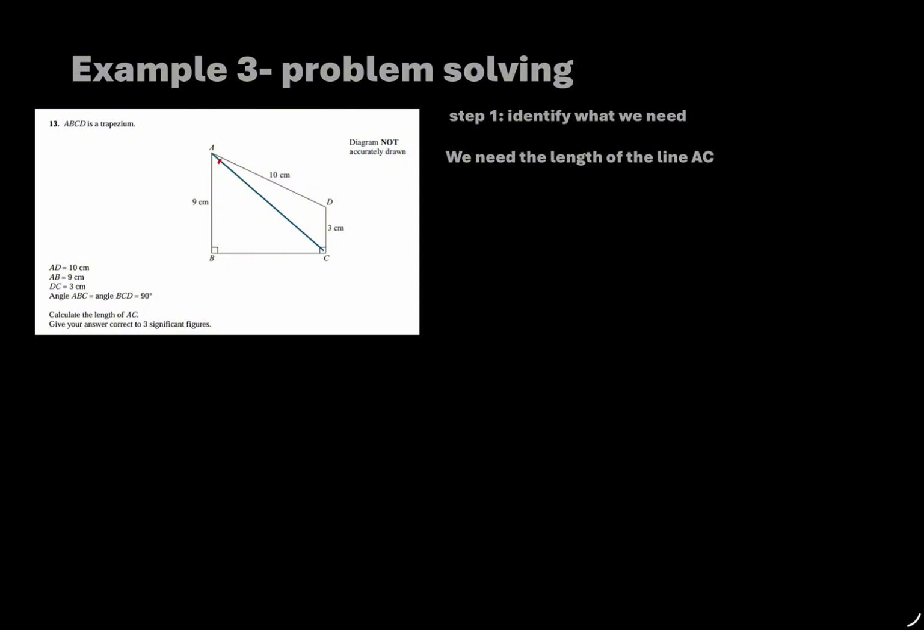Oh, what have I done? Yep, AB, BC and AC. That is a right angled triangle. We only know AB so far. So in order to find AC, we need BC.